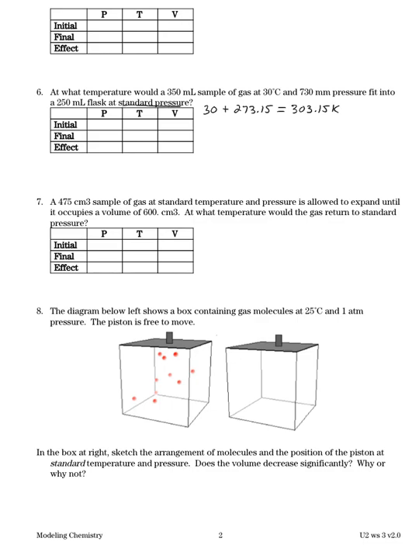Okay, so let me fill in my chart. We've got 350 milliliters. There's my volume. My temperature is 303.15. My pressure is 730 millimeters of mercury. It's going to be what temperature, so I've got to solve for temperature. My final volume is 250 milliliters.